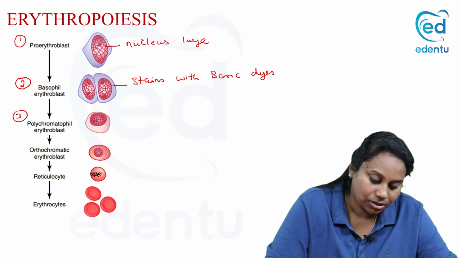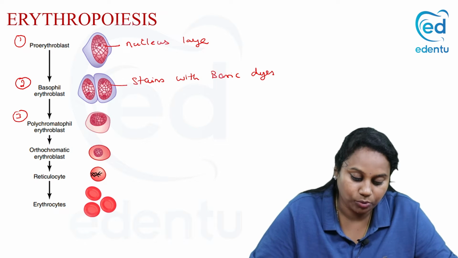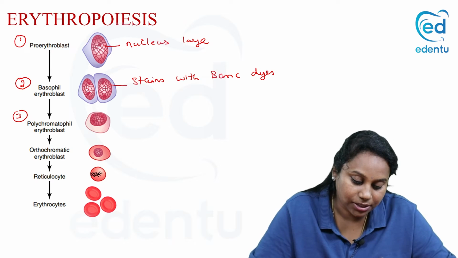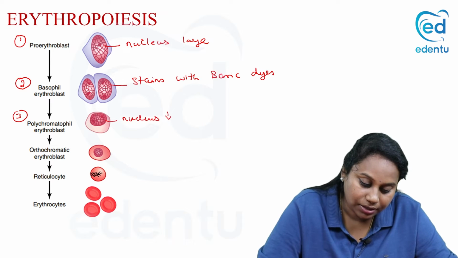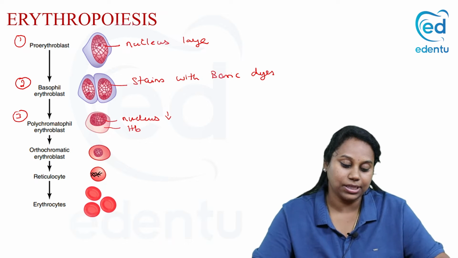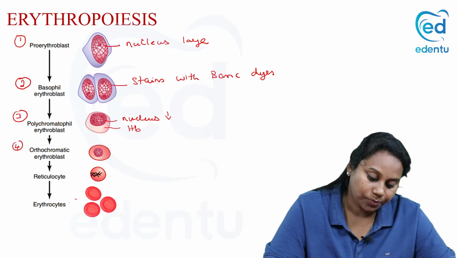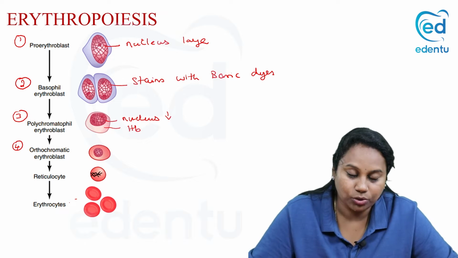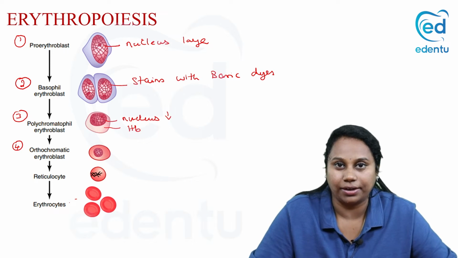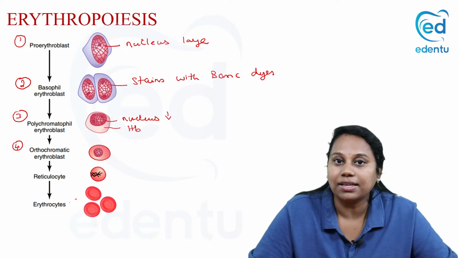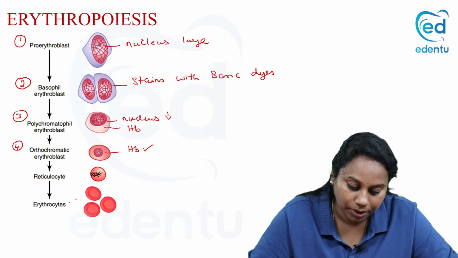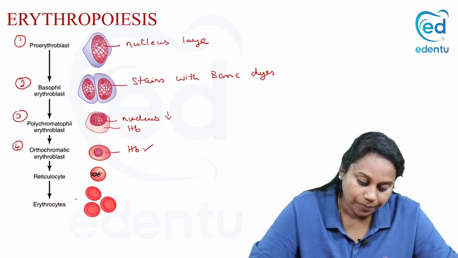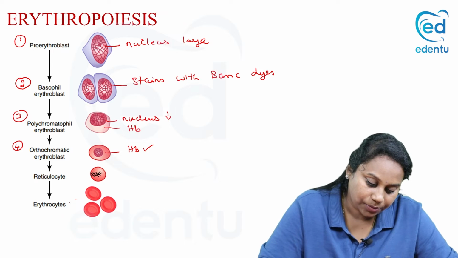The next stage, polychromatophil erythroblast, is called the intermediate stage, and you find that the nucleus size has decreased and there is formation of hemoglobin. So hemoglobin begins to appear in this stage. The next stage, orthochromatic erythroblast. See, ortho means something correct. So orthochromatic means this has the correct amount of hemoglobin. So the hemoglobin is well formed in orthochromatic erythroblast. So this is called the late stage.